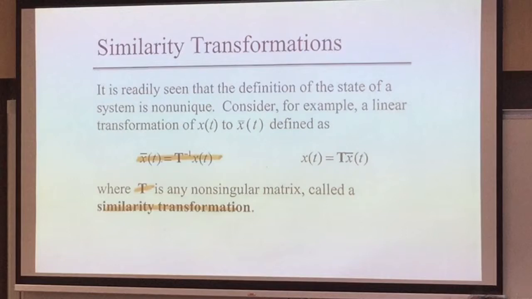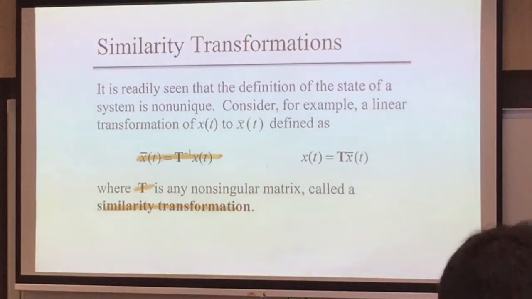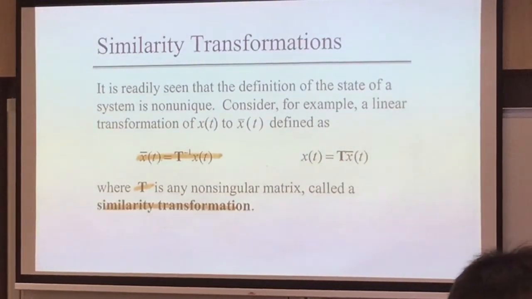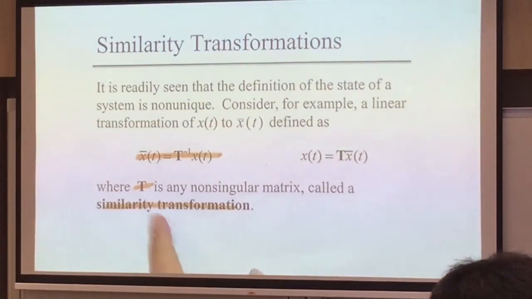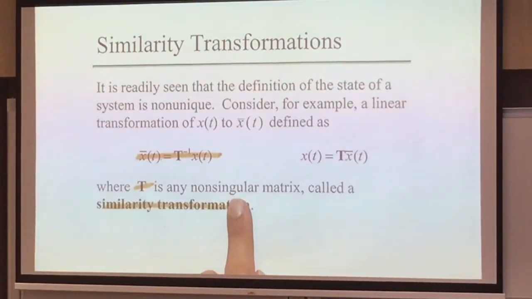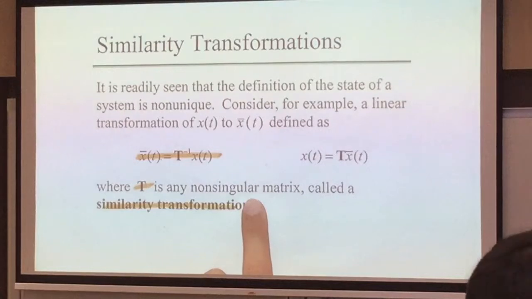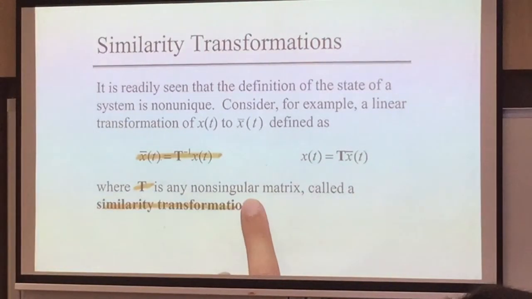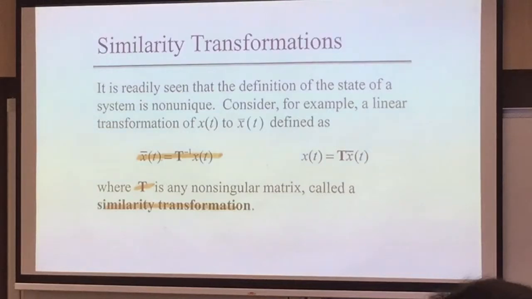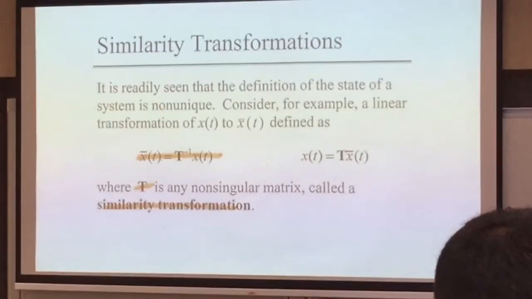We say that states can be linearly transformed from X, which is one set of states, to X bar, another set of states, whereby they are related through a transformation matrix, T inverse. But what's more important to know is that T has to be non-singular. What's the meaning of non-singular? The rows have to be linearly independent. So if this is a second order system, the rank of T must be 2. From my experience with the students last year, they are not quite sure what's the meaning of non-singular.